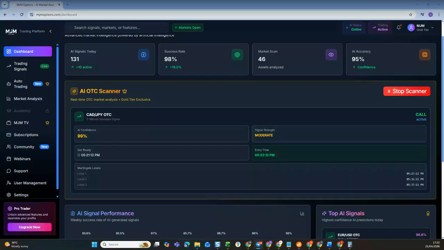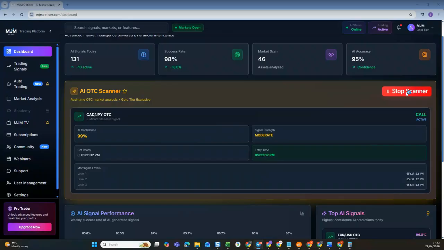Now, what do we do when we want to begin? We just click stop scan and start scan again. The moment we stop scan and start scan again, we look at the AI confidence and the signal strength. AI confidence must be what? 90 to 99, and signal strength must be what? Strong. So let's go that direction. We have AI confidence of 99 here, but we don't have signal strength of strong, so we move along. So we see AI confidence of 94, signal strength of strong.